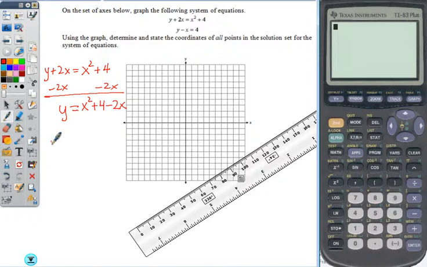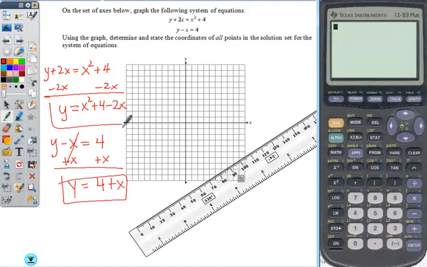The next equation is y minus x equals 4. So we know that's going to become y equals 4 plus x, because you add x to both sides of the equation and you eliminate it from this side and you move it as a positive to the other side. So here are the two equations that are going to go in your calculator. They're solved for y.